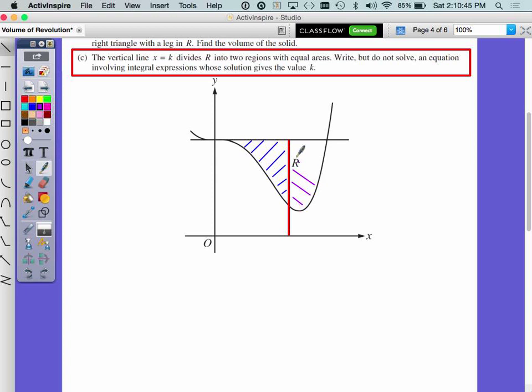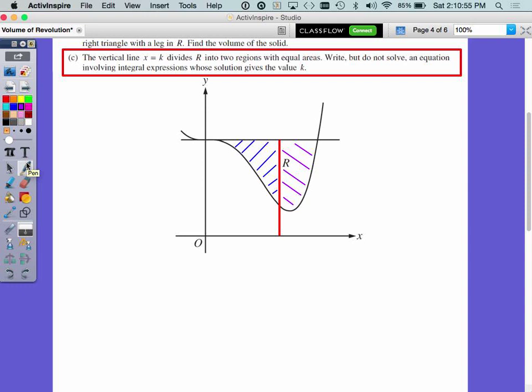So the idea, if we've done this correctly, is that the area of the blue region should be exactly the same as the area of the purple region. So in order to figure out what value of k this should be, we just need to set up an integral expression that would get us this area, and an integral expression that would get us this area, and set those two expressions equal to each other.